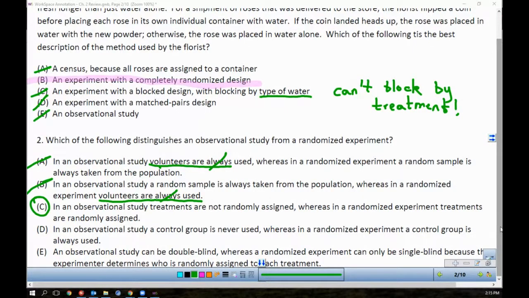And then for D, you want someplace to look in your notes. Look at that calculus test example. Calc test example. That one, we have no control group. But yet, we said it was an experiment.